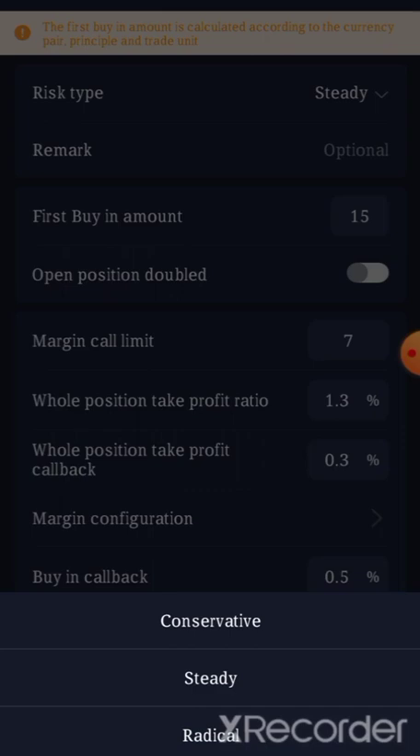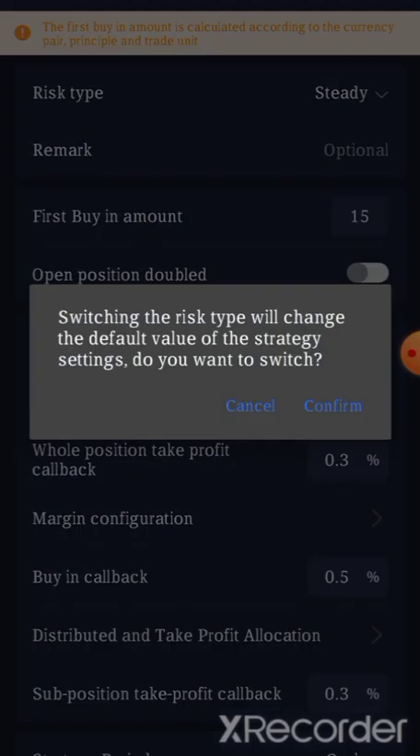Irrespective of which one you pick, that doesn't matter. However, conservative, just as the name states, is for someone, probably a newbie, who has a lot of fear and always wants to pick very small profit in the market, and fears entering the market with a lot of aggressiveness. So if you're that type, just tap on conservative. But someone like me, who loves money and always wants to get much and big from the market, I will go for radical. So when you tap on radical, you confirm.